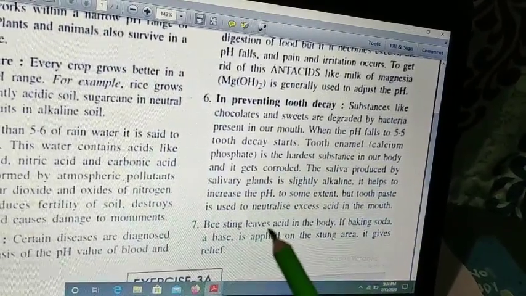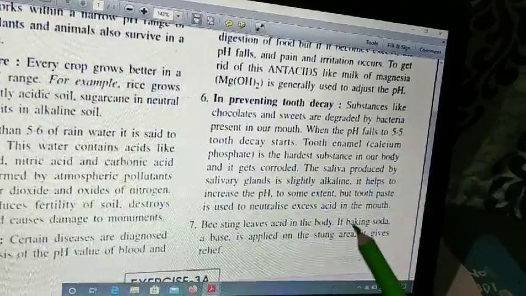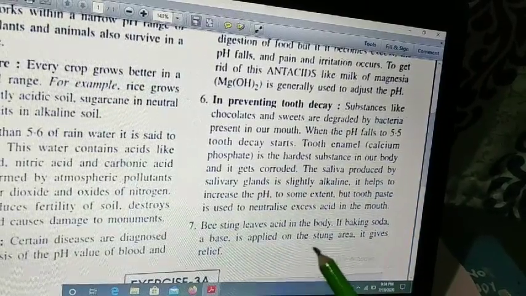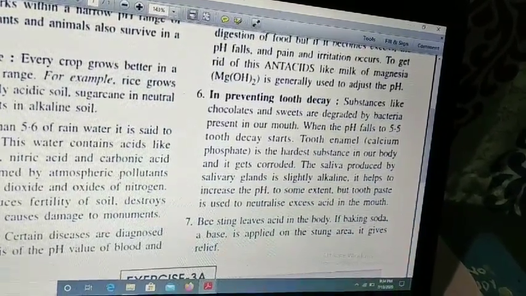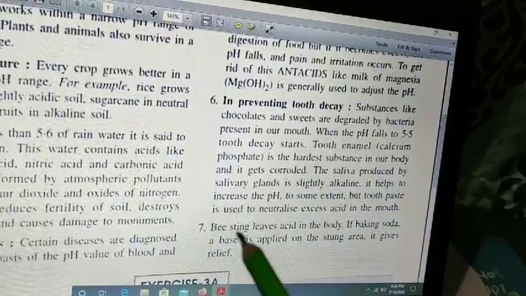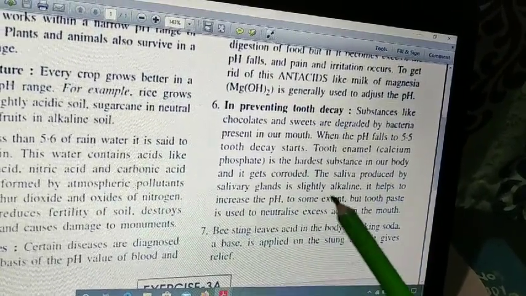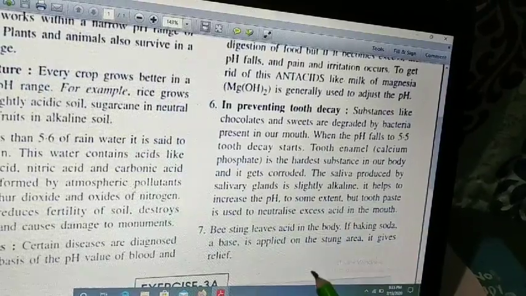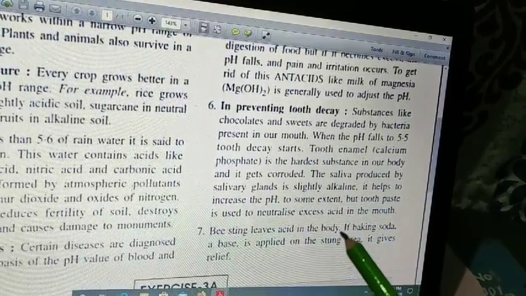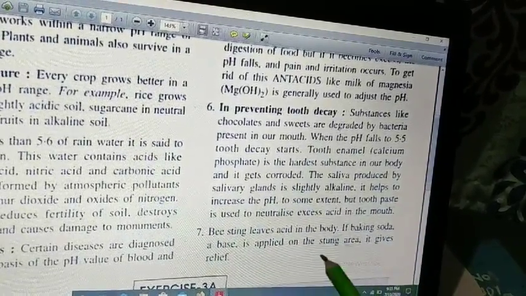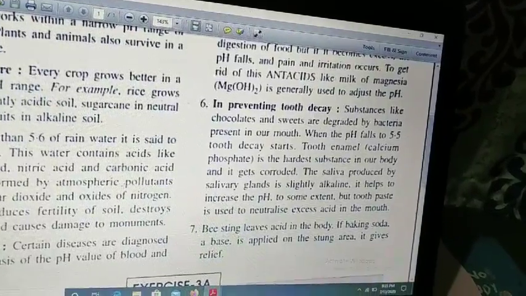And the last one is that a bee sting leaves acid in the body. If baking soda or a base is applied on the stung area, it gives relief. So as we know, a bee sting generally injects acid which causes pain in our body. So in order to relieve the pain, we need to use baking soda, which is a base. So that is a neutralization process.